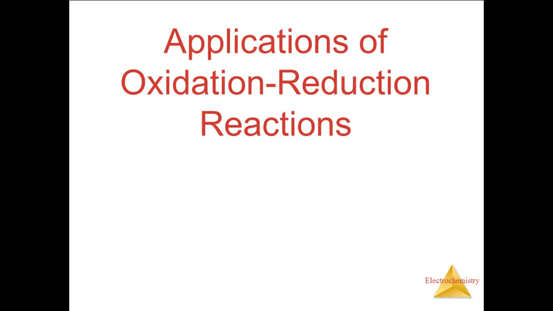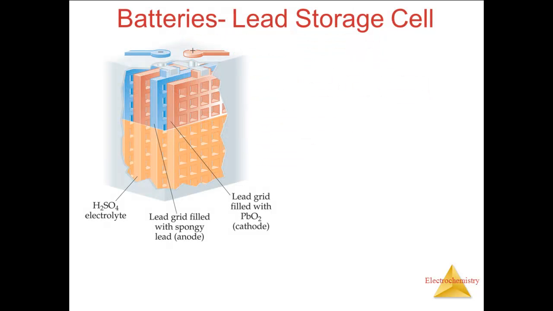Let's look at several voltaic cells and see what they look like. The lead storage cell is the battery that is used in automobiles. It consists of a grid of lead metal in which is placed spongy lead on one side of the cell. Spongy lead is lead that has a lot of surface area, and a lead grid filled with lead-4 oxide on the other side of the cell. The liquid in the cell is sulfuric acid, H2SO4.